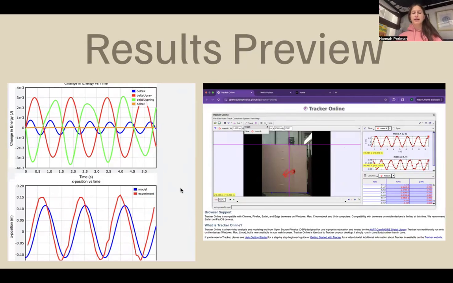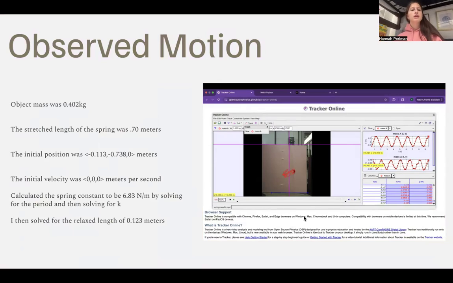Okay, so here's the preview of the results. This is my Tracker, and this is my computational results. So the observed motion: the object's mass was 0.402 kilograms. The stretch length of the spring was 0.70 meters. The initial position with my Tracker calculations was negative 0.113 and negative 0.738 meters in that vector. The initial velocity was 0 meters per second, and I calculated the spring constant to be 6.83 newtons per meter by solving for the period and then solving for the spring constant. And then I solved for the relaxed length of the spring, which is 0.123 meters.